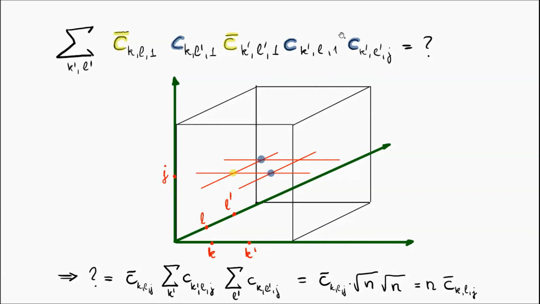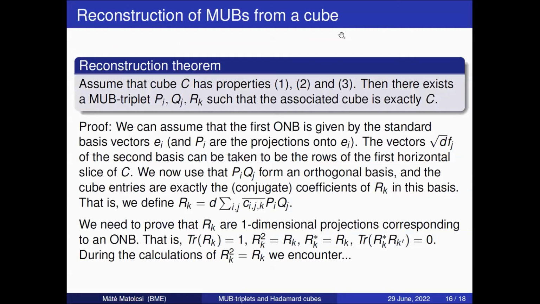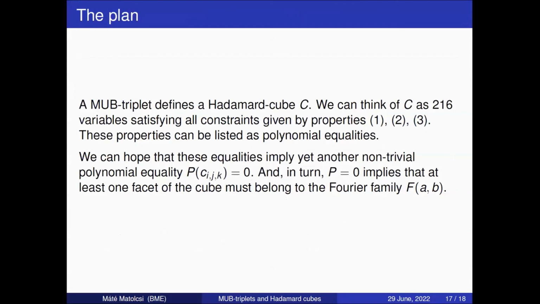And I think I'm basically at the end of the talk. Let me just say what the plan is, because it's very nice that we have reconstruction and uniqueness and everything, but what is the plan to prove the non-existence? The plan is the following. From a MUB triplet, we define a Hadamard cube, and we can think of the cube C as 216 variables, satisfying a lot of constraints.